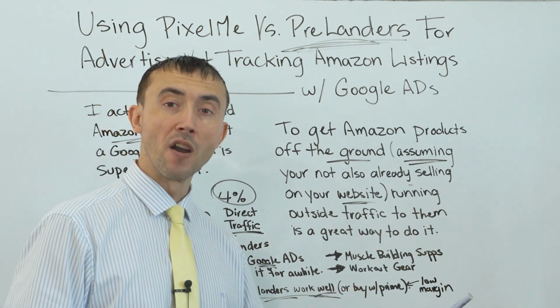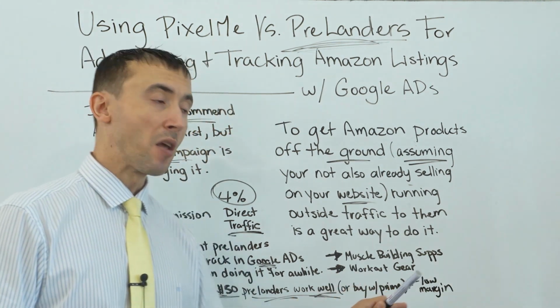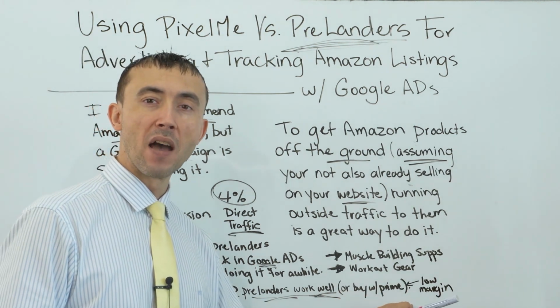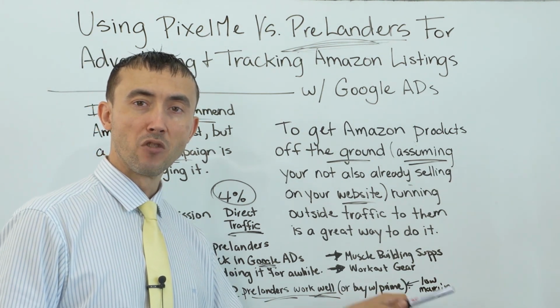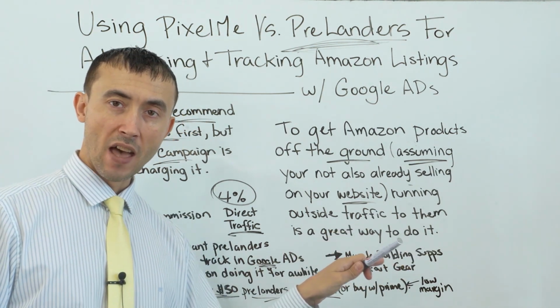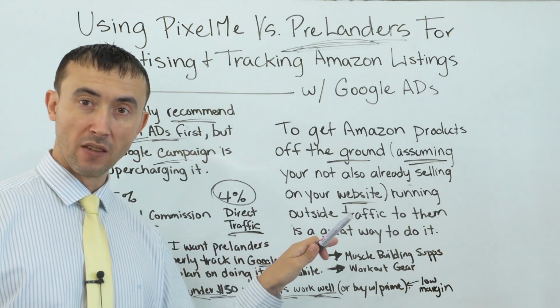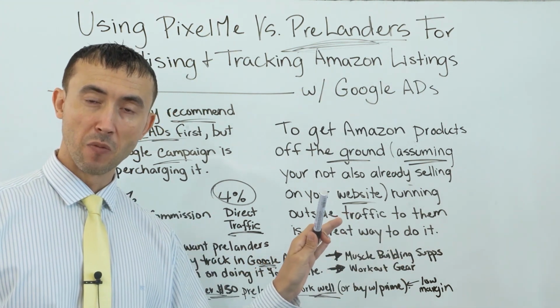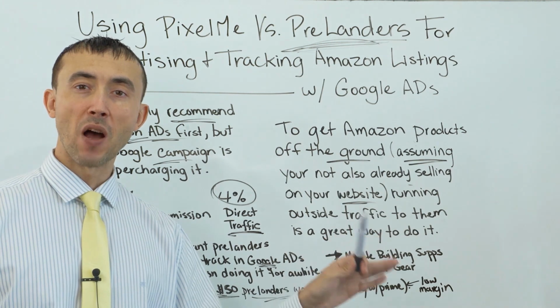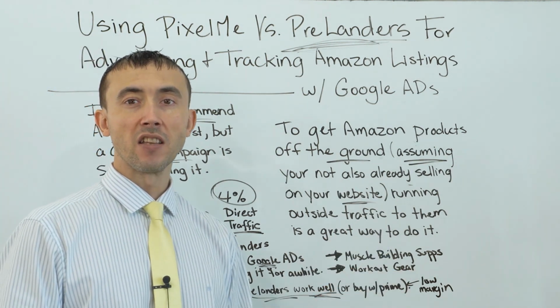If I have low margins, then I'm going to put a Buy with Prime button on the product page on my website and drive my Google Ads traffic there, because with Buy with Prime you're only paying 3% of the product price to process that order. And so I can get the best of both worlds.